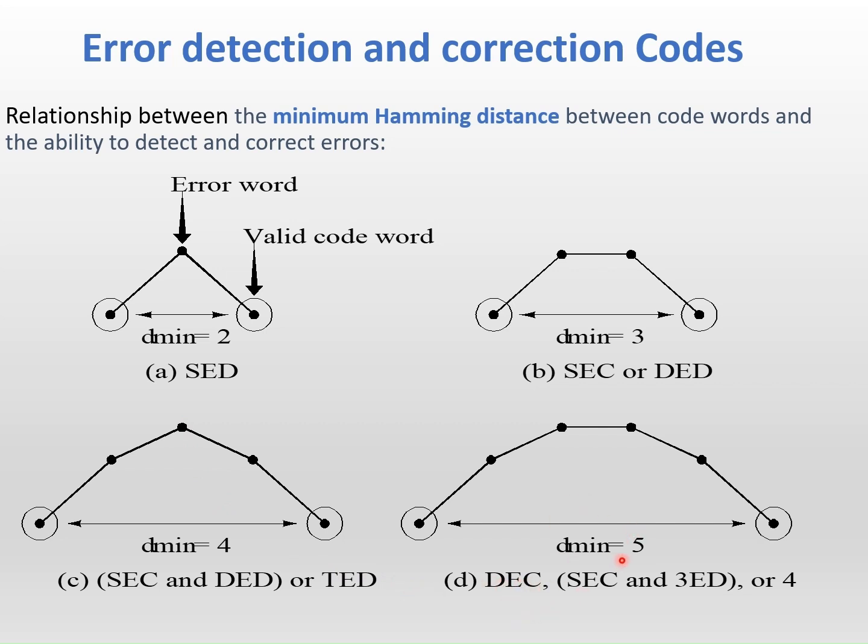And then likewise for d minimum 5, double error correction is possible. If one error happens, this code word is closer, so this is the right one. If 2 bits error happens, still this one is closer, so this is the right code word. And single error correction and triple error detection is possible like this.